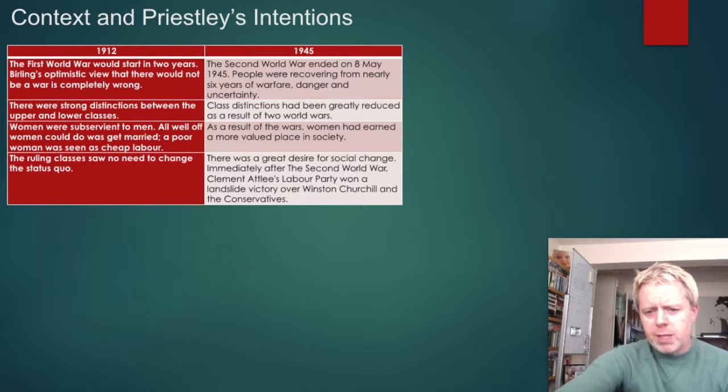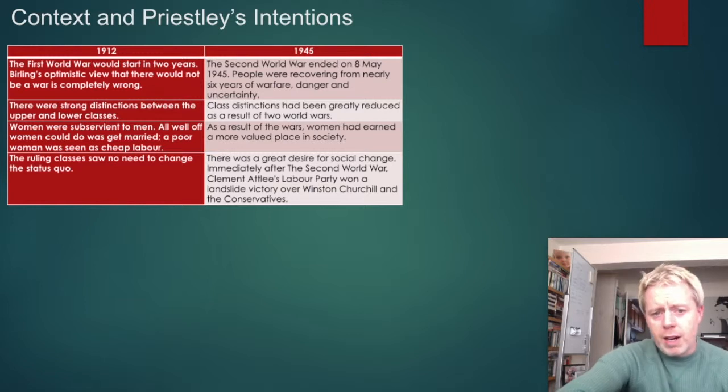Okay, so a bit of context lying behind Priestley's intentions. The play, remember, was written in 1945, but it was set in 1912. So what was society like? How did society differ between those two years? In 1912, the First World War would start in two years' time. So Birling's optimistic view that there would not be a war is obviously completely wrong. Now we know that because it's happened. 1945 was a lot later, and so that allows Priestley to use dramatic irony to highlight the flaws in the characters of Birling in particular.